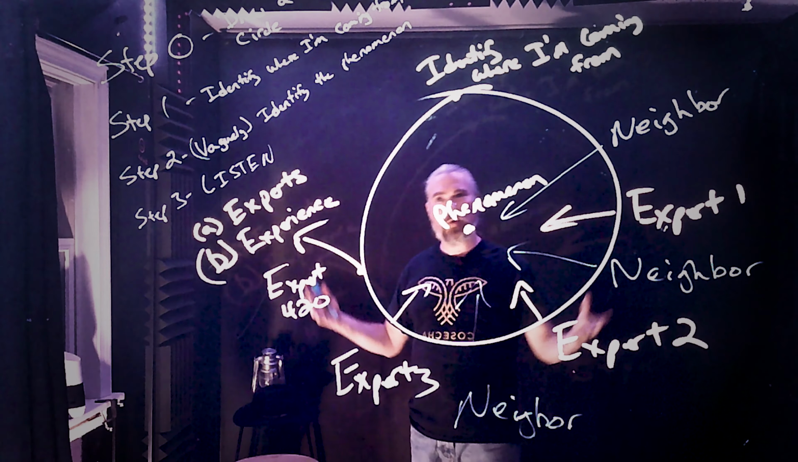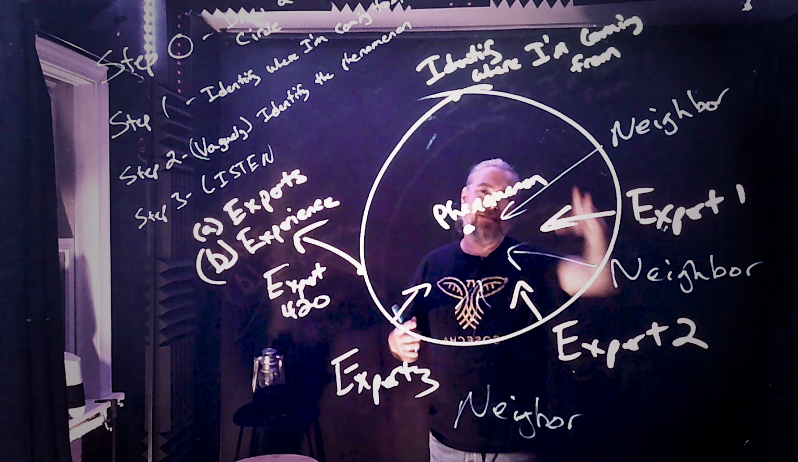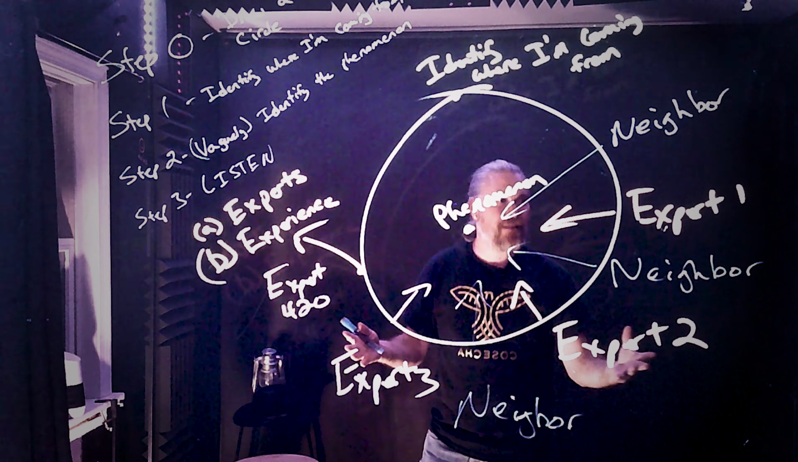So as long as we have some sort of vague idea of that phenomenon that we are trying to investigate, and then we begin to identify where we're coming from, how we see it, identify that phenomenon by listening to the experts and by listening to our neighbors who have a certain amount of experience with that phenomenon.